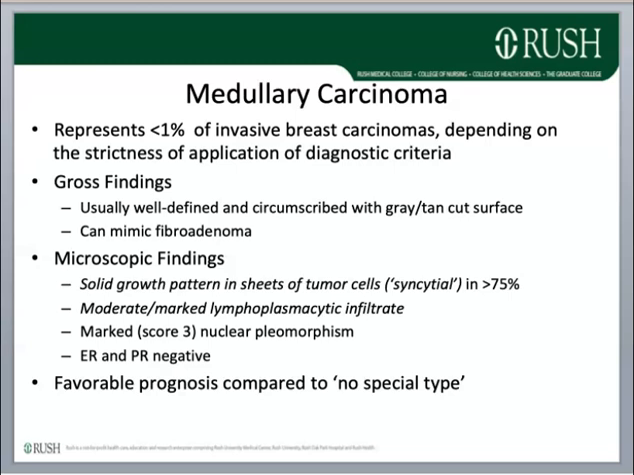These are also usually well circumscribed, well-defined masses and have a gray tan cut surface. They can mimic clinically fibroadenoma. Microscopically, these have 3 key features. A solid growth pattern where the tumor cells are arranged in syncytial sheets, by definition, this arrangement is in more than 75% of the tumor.